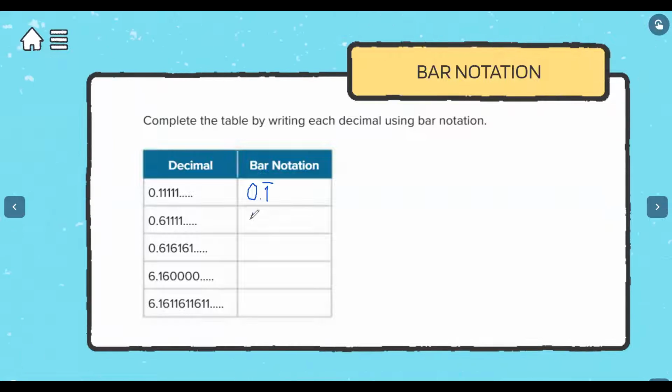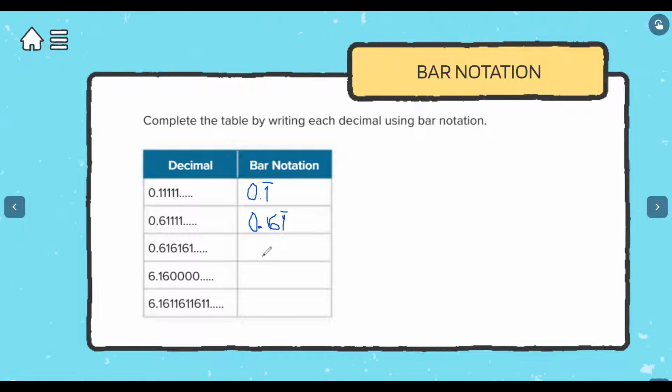So the number that repeats is the 1, but the 6 doesn't repeat. So we put the 0.6, and then we put the 1, and since it repeats forever, we're going to put a bar over the number 1. Only the number 1, not the 6, because the 1 is the only one that repeats.